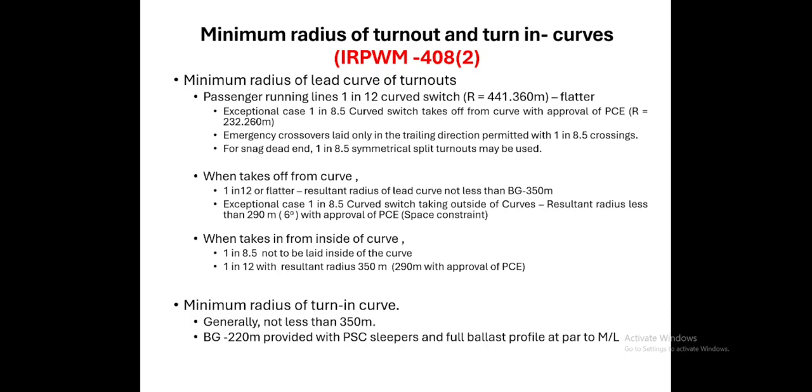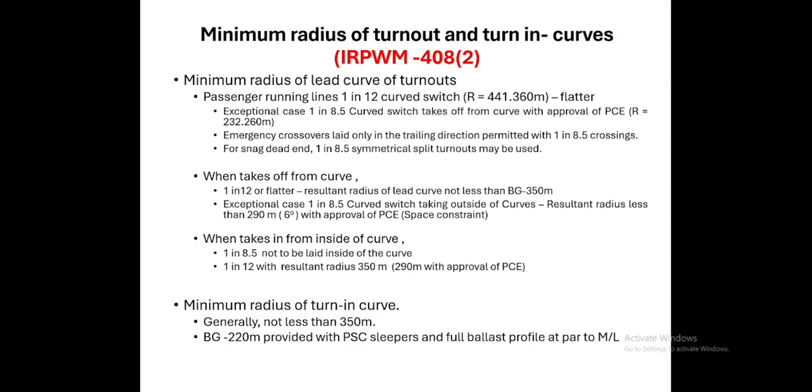But if they are given the instruction that is 350 meter, less than that should not be there. But in the case of 198, when you are providing, we must ensure that the resultant radius should not be sharper than 290 meter, that is 6 degree, with the approval of PC.